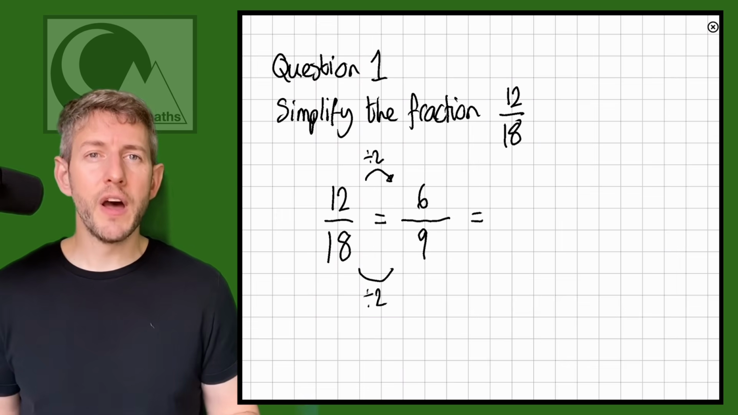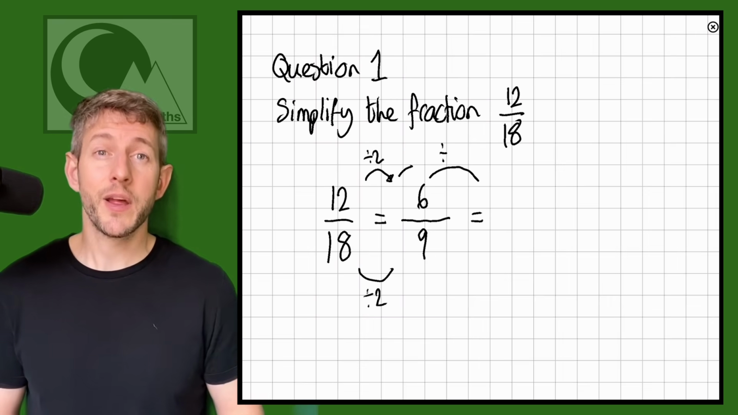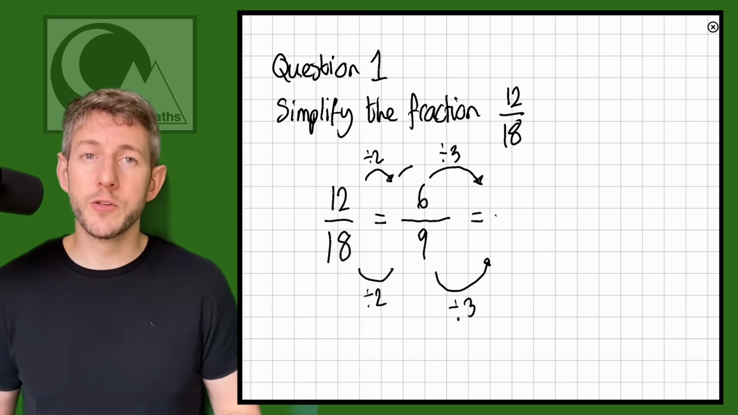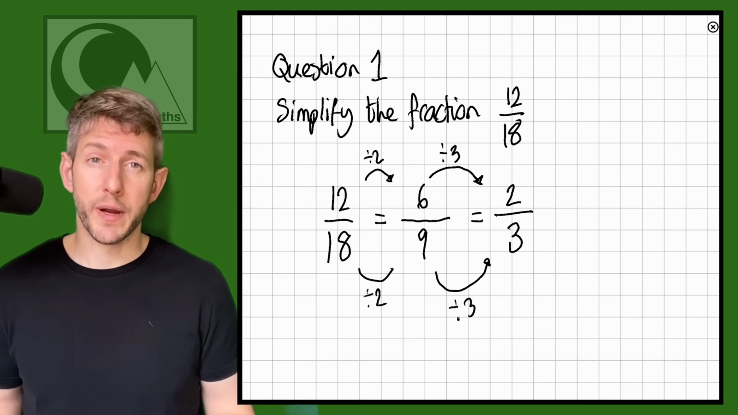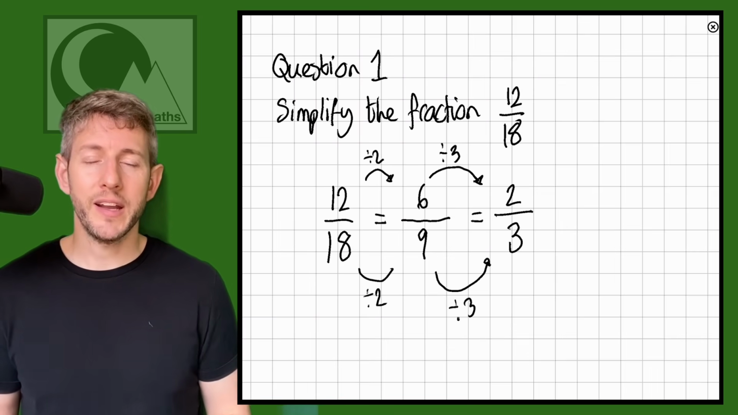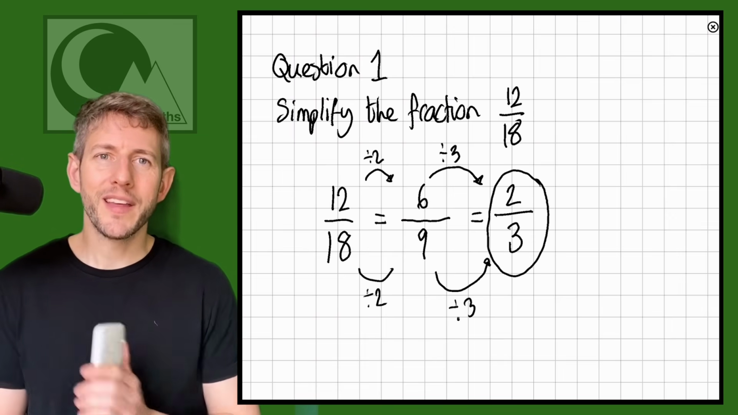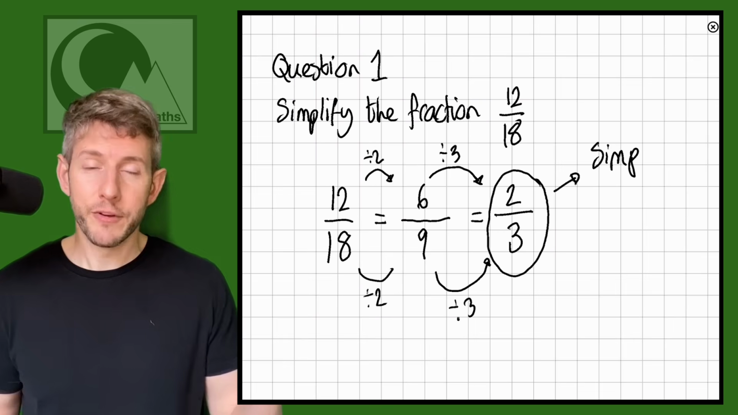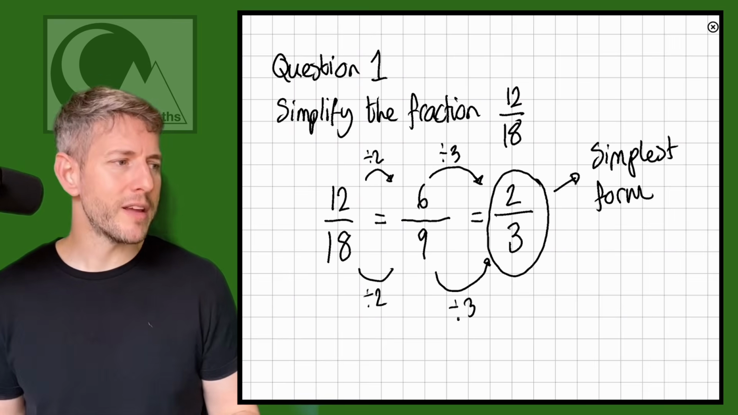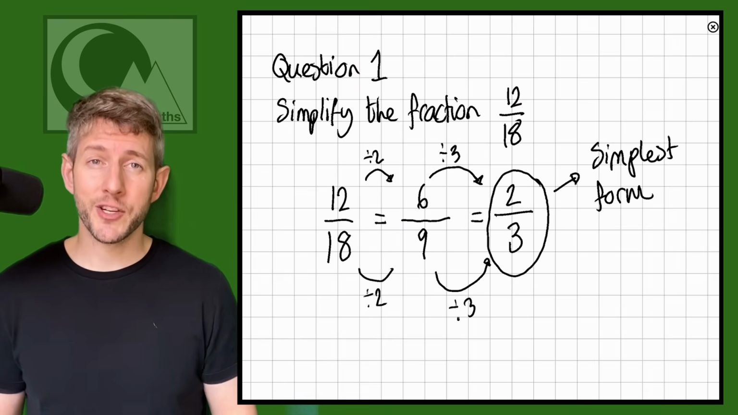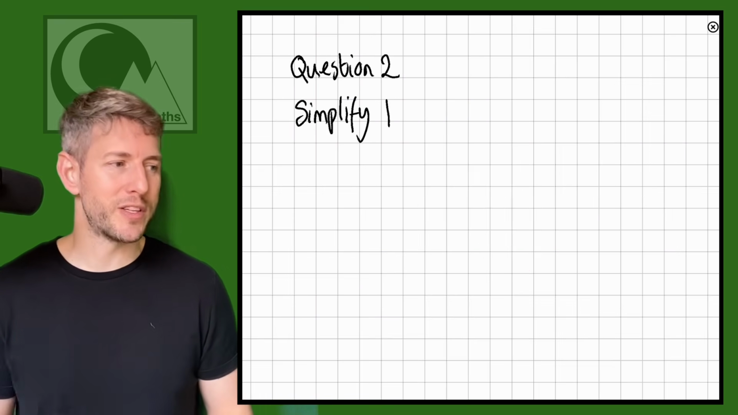Right, 6 over 9 aren't both even numbers, but I do know that 6 and 9 can both be divided by 3. So I'm going to do 6 divided by 3, which will give me 2, and 9 divided by 3, which will give me 3. So therefore, 6 over 9 equals 2 over 3. And we're going to have to stop there because there's nowhere else we can go. There's no more common factors for 2 and 3. So we just have to stop. So we've got our solution. So if I have to write 12 over 18 as a fraction in its simplest form, that will be 2 over 3.